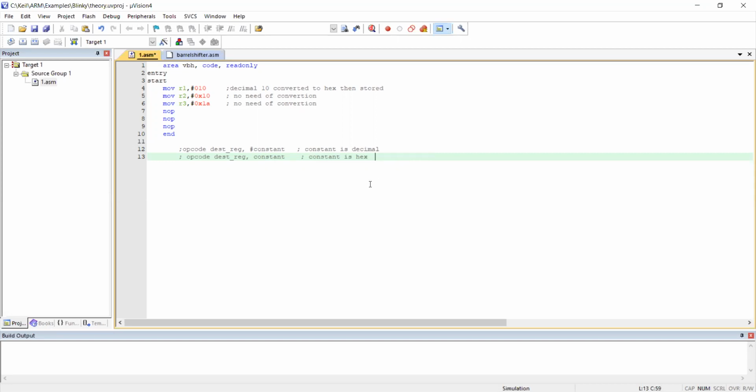Now how should I differentiate whether the number I want to give is decimal or hex? Both are constants, so what is definite is that both will get a hash. The first is decimal, so no need to show anything. The second number I want to store is hex, so I should type 0x. Is it clear now? So next comes 0x constant, where the constant I want to load is in the hexadecimal system.